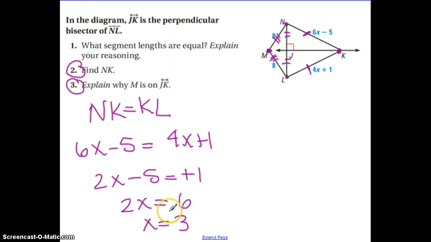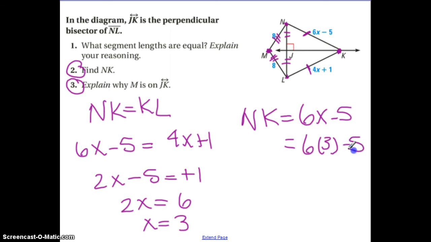Okay, well, we found what x is, but it's asking us to find what NK is. So we have to take x and plug it back in for NK. So NK equals 6x minus 5. That's going to equal 6 times 3 minus 5. And that's going to give us that NK equals 13.